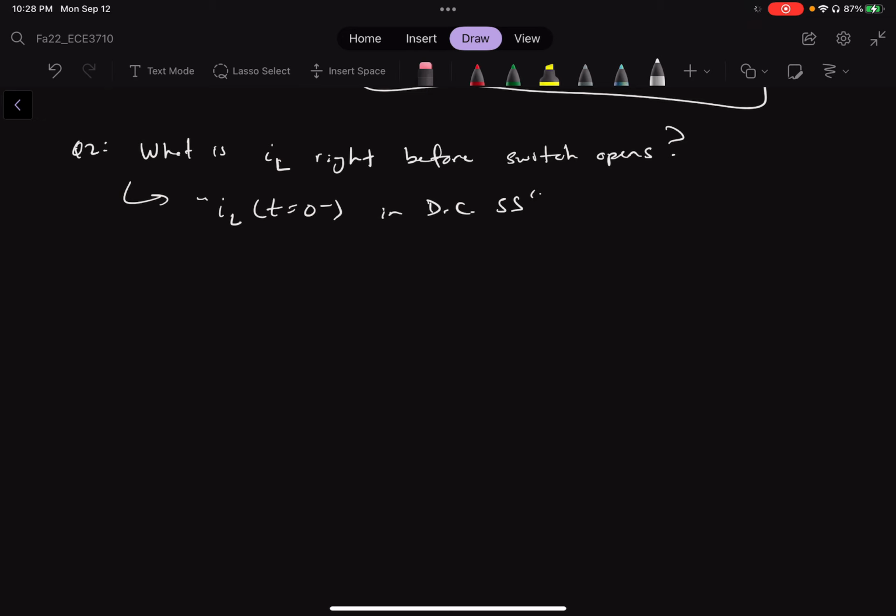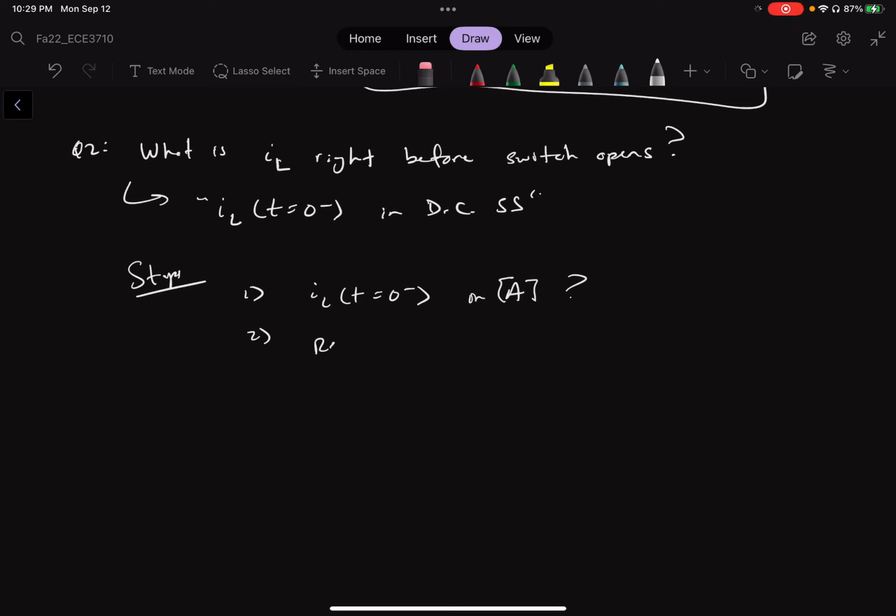Why in DC steady state? Because if IL is right before the switch opens, then that means it's been closed for a super long time. What is IL right before the switch has opened? The switch opens, that means the switch has been closed for a super long time. So what is IL of t equal to 0 minus in DC steady state? Steps. First, we're solving for IL of t equal to 0 minus in amps.